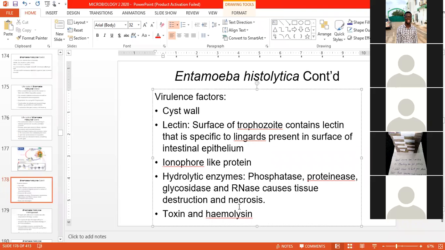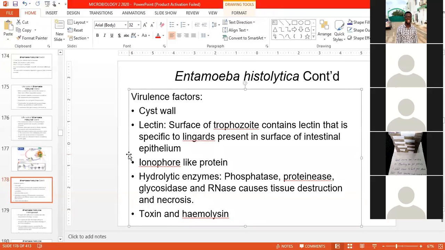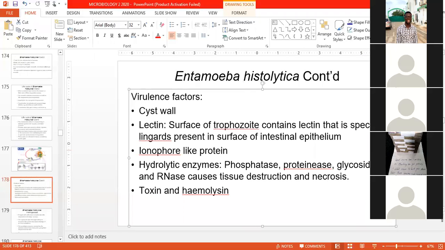It also releases toxins and hemolysin. We saw the activities of the hemolysin in our previous presentation. Hemolysin is going to lyse the red cells. So the presence of the hemolysin will contribute to the bloody stool, which will be seen as a tool for diagnosis that we are terming dysentery.